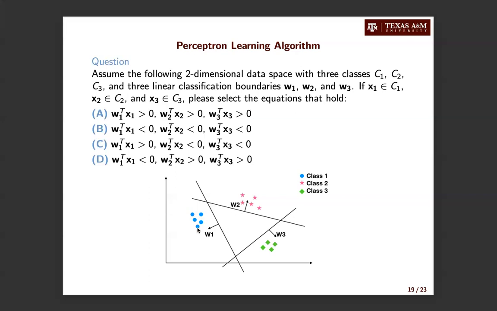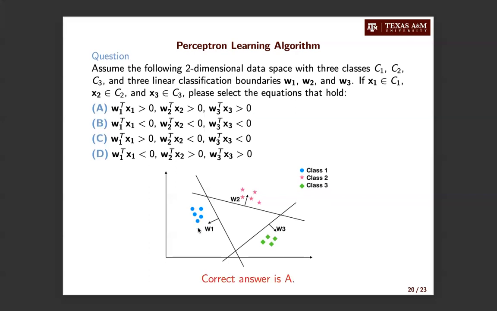And we can see here that basically all our samples X1, X2, and X3 that belong to classes C1, C2, and C3 are in the same direction as the direction that the vector of the corresponding line points to. Therefore, the correct answer here is A.